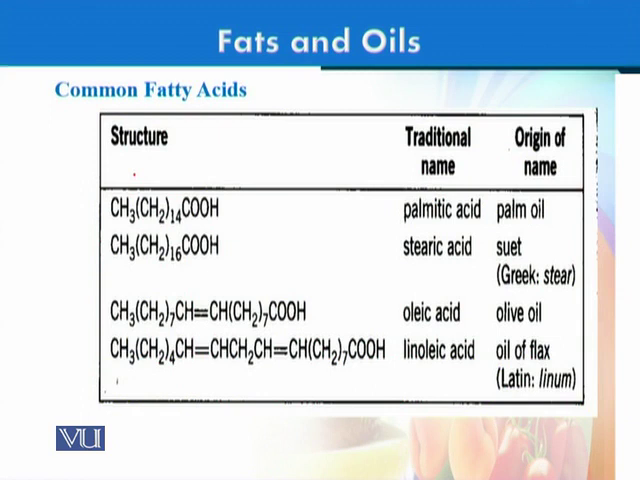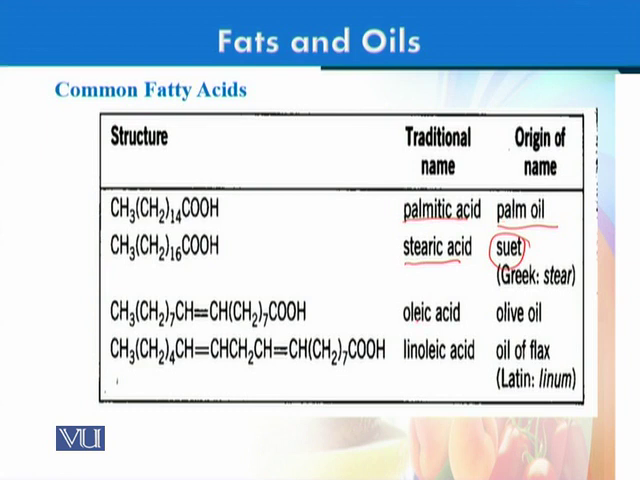So common fatty acids that are present, as I discussed, there are a lot of different fatty acids. There are around 20 to 24 fatty acids present. But if we talk about the most common one, they are palmitic acid. This palmitic acid is present in palm oil. Another important one is stearic acid. This is found in suet. Suet is basically fat from animal sources.